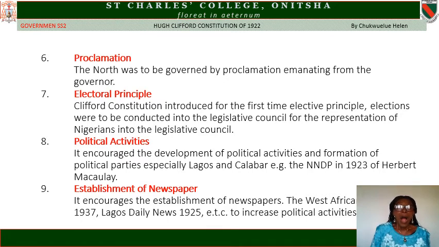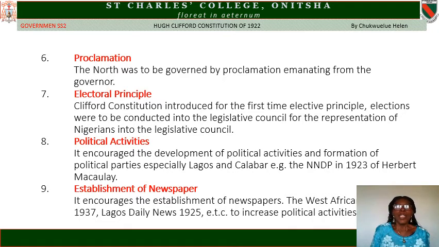And among other features of this constitution is political activities, which led to the formation of political parties. For example, the Nigerian National Democratic Party was the first political party to be established in Nigerian politics by Herbert Macaulay, who was regarded as the father of Nigerian nationalism. Then lastly was the establishment of newspapers.